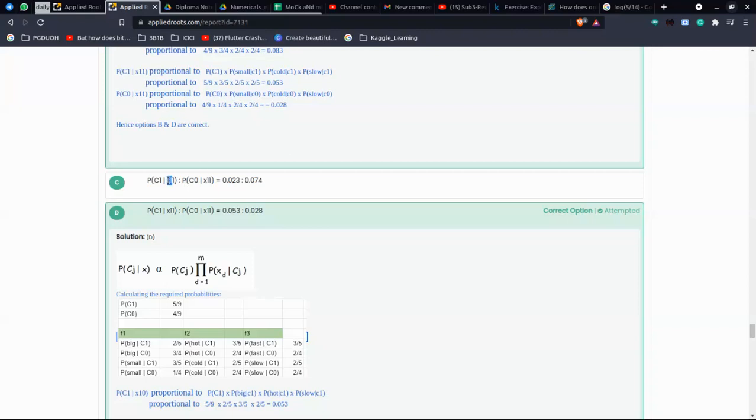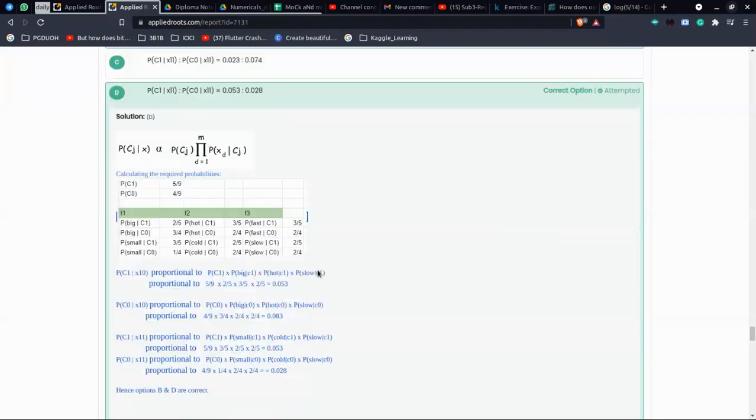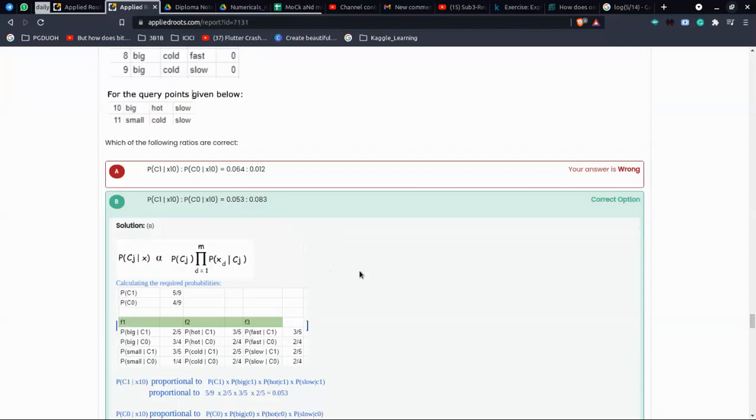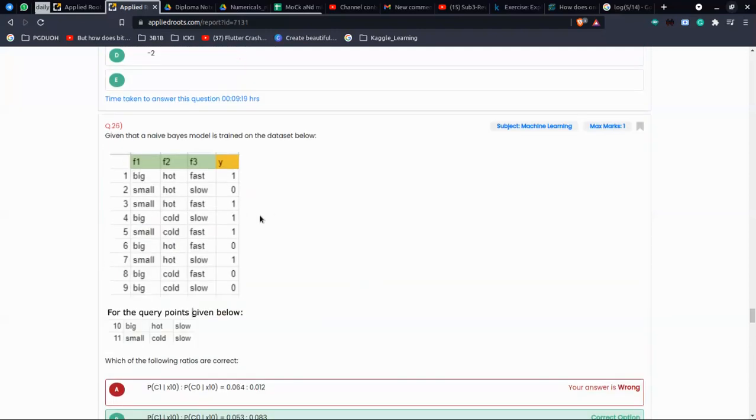For x11, what is the ratio of it being class 1 to it being class 0, right? So let's see how we can solve that. Yesterday we just saw it, so let's try to solve it from scratch. Let's take this x10 now. It's nothing but big, hot, and slow, right?